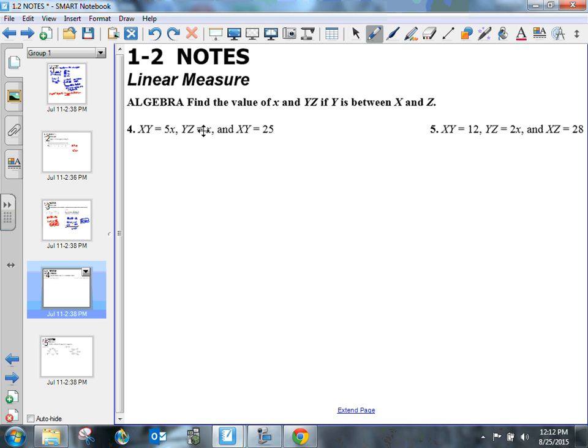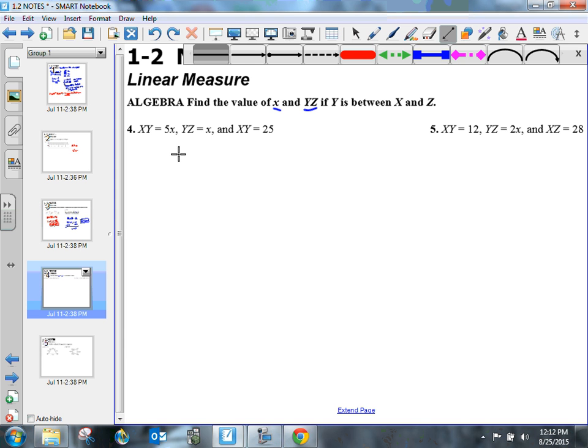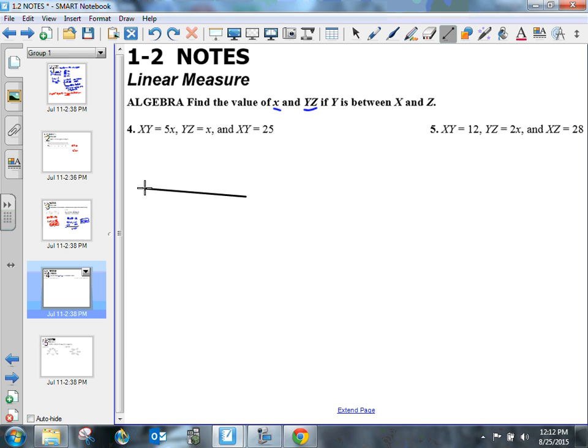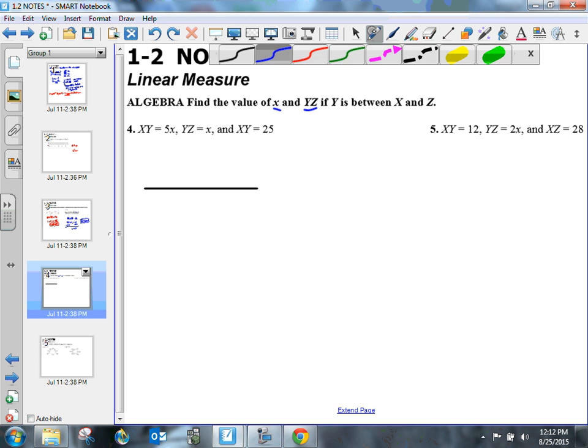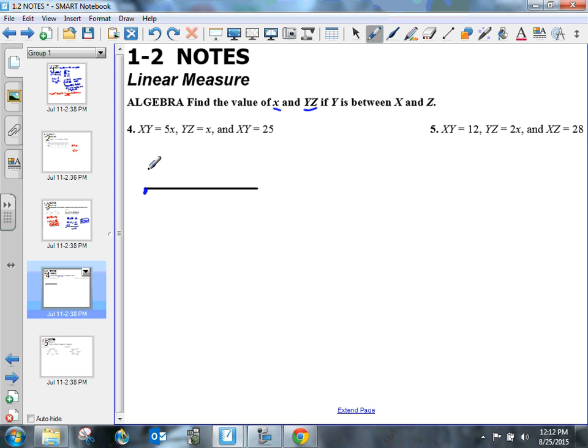Now, it doesn't give us a picture, okay, but it says find the value of X and YZ if Y is between X and Z. So guys, this follows the same thing that we just had, okay? So I'm going to draw a generic line, okay? I'm going to give it endpoints of X and Z. So I'm going to call this point X, I'm sorry, and this point Z. And I know that Y is somewhere in between those two. So anywhere in between here, I'm going to put another point, and I'm going to call it Y, okay?